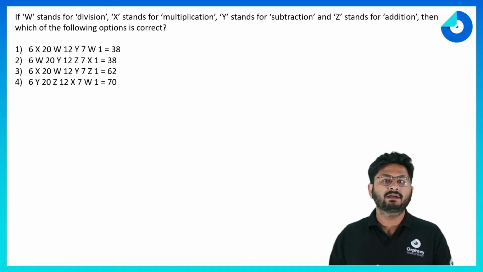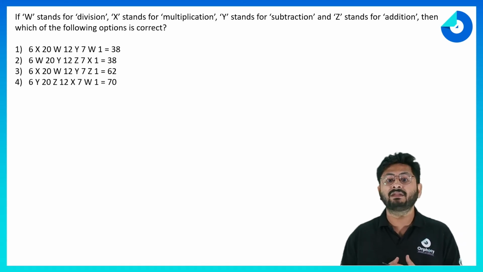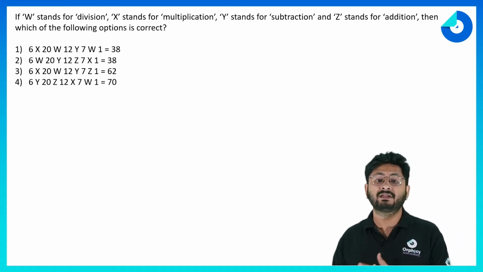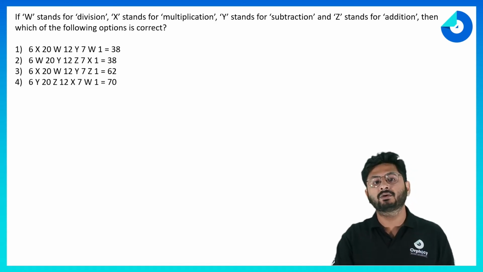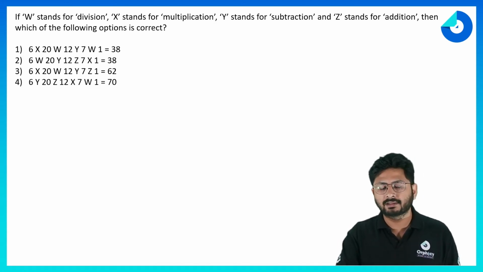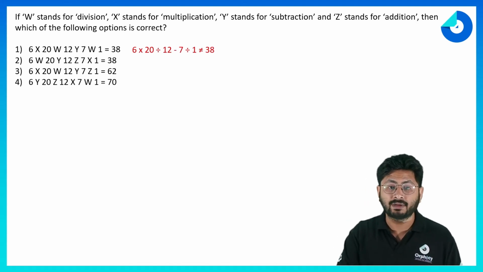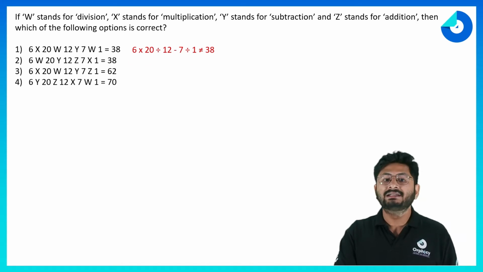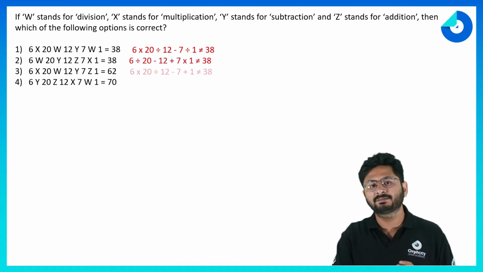Next question. Now W stands for division, X stands for multiplication, Y for subtraction, Z for addition. Then which of the following options is correct? Here, if I encode-decode the first one, it will look something like this: 6 into 20 divided by 12 minus 7 divided by 1, which is not equal to 38. Similarly, the second one is also not equal to 38, meaning LHS and RHS are not equal.